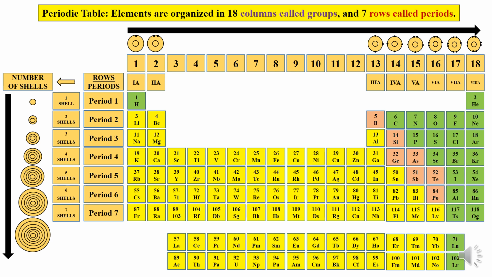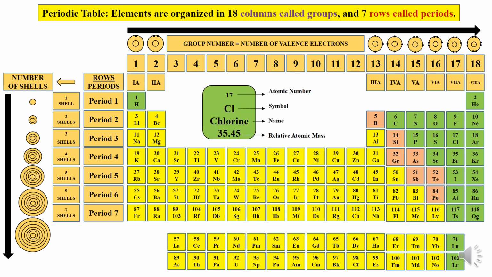Now the group 8 elements, also called noble gases, have a stable electronic configuration with their outermost shell completely filled with 8 valence electrons. So the group number will be the same as the number of valence electrons. Group number 1 will have 1 valence electron, group number 2 will have 2 valence electrons, and so on and so forth.